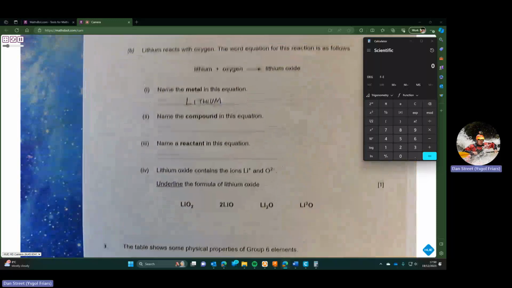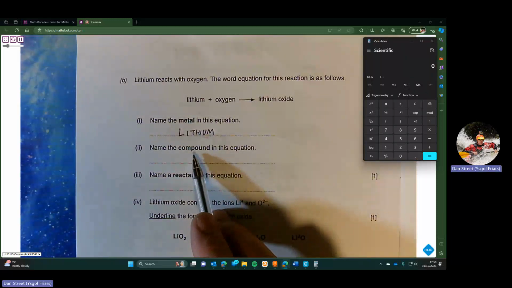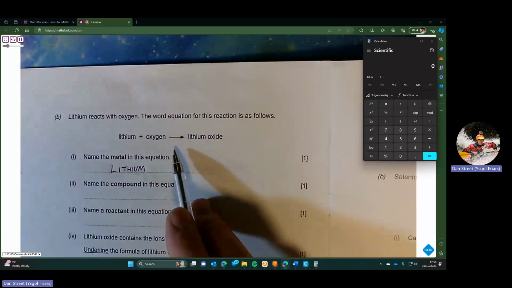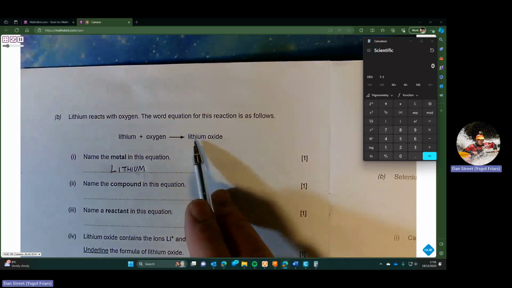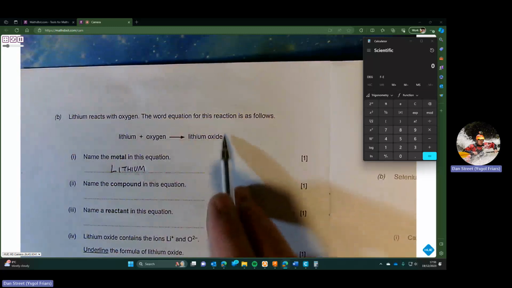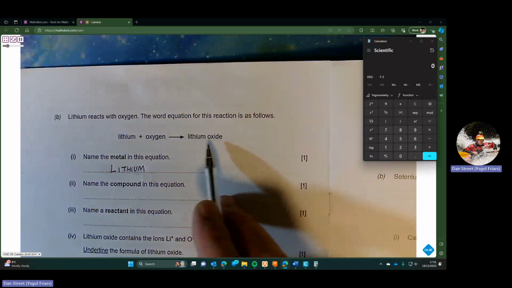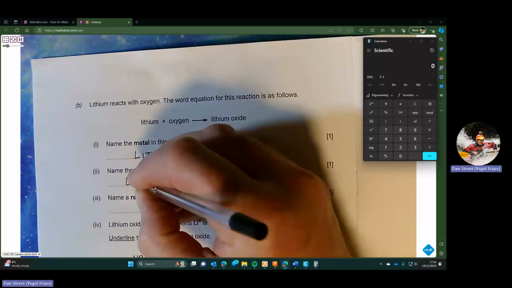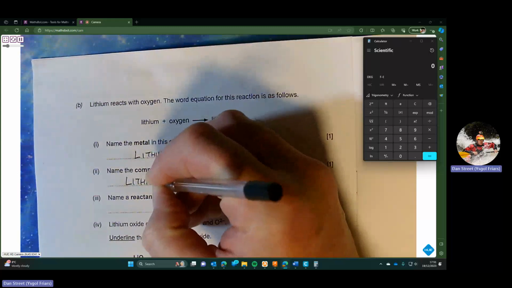Now for the next question, it asks us for a compound. A compound, as you need to remember, is a chemical that contains two or more different elements bonded together. So if it's got two or more different elements bonded together, its name might reflect that. Lithium oxide has got lithium in it and oxygen in it, but it's one chemical, so that is the compound. These two are both individual elements. So the compound is lithium oxide.